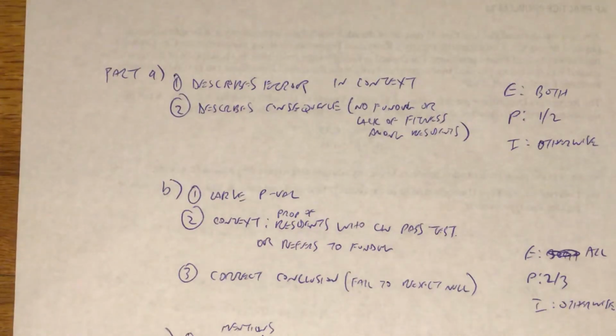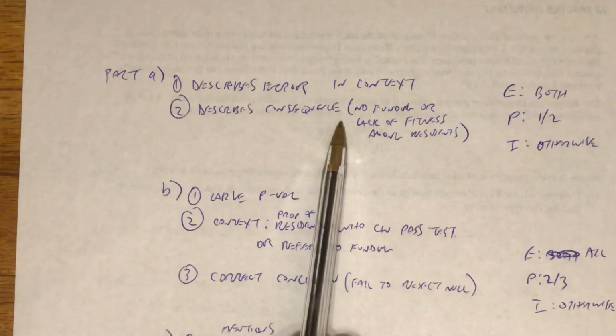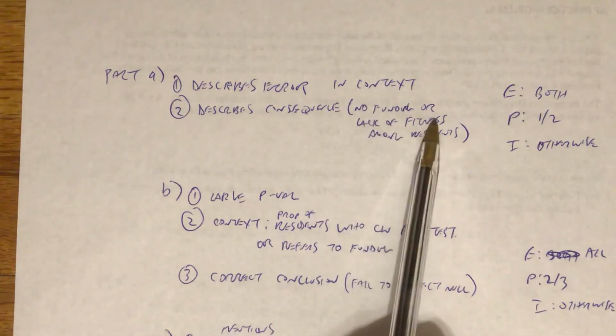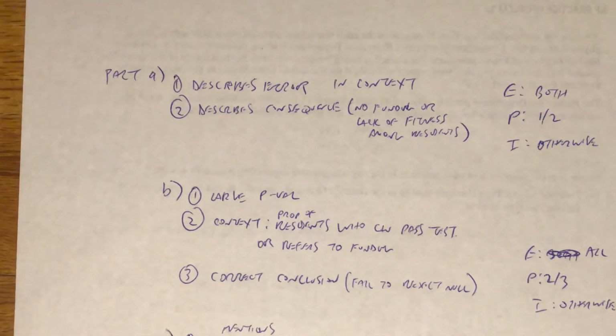Part A, which is about the type 2 error. You need two things. You need to describe the error in context and describe a consequence. So some of the consequences are that they won't fund the programs. There'll be a lack of fitness among the residents. I believe those are probably the only two things, but something along those lines, right?